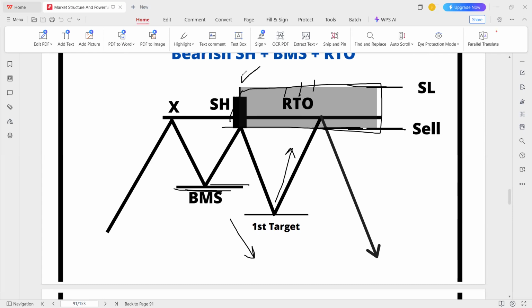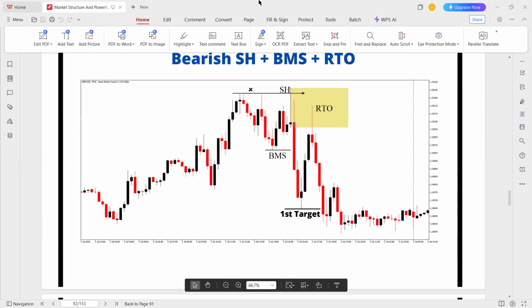Because the stop hunt has already happened, most of the time price will not come up, but maybe about 2% of the time it will still come back, take out that stop, and still drop. That happens. I'll try to show you examples on the actual charts.